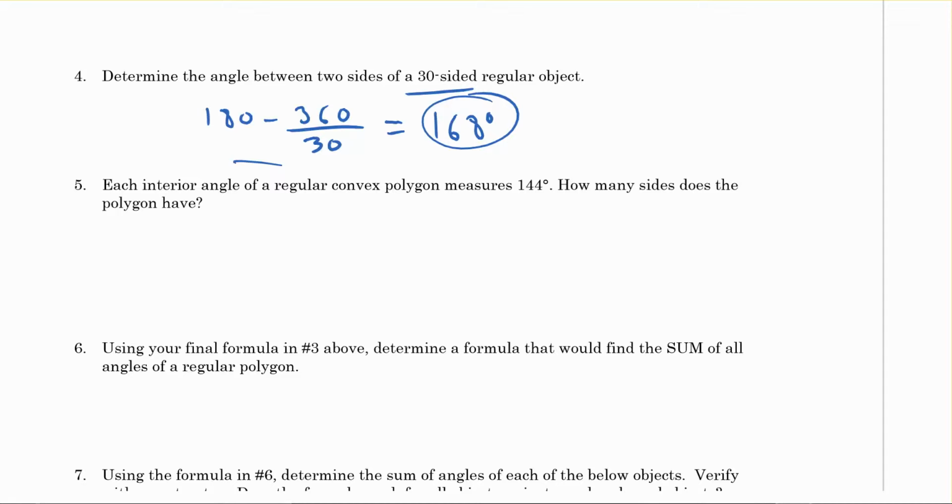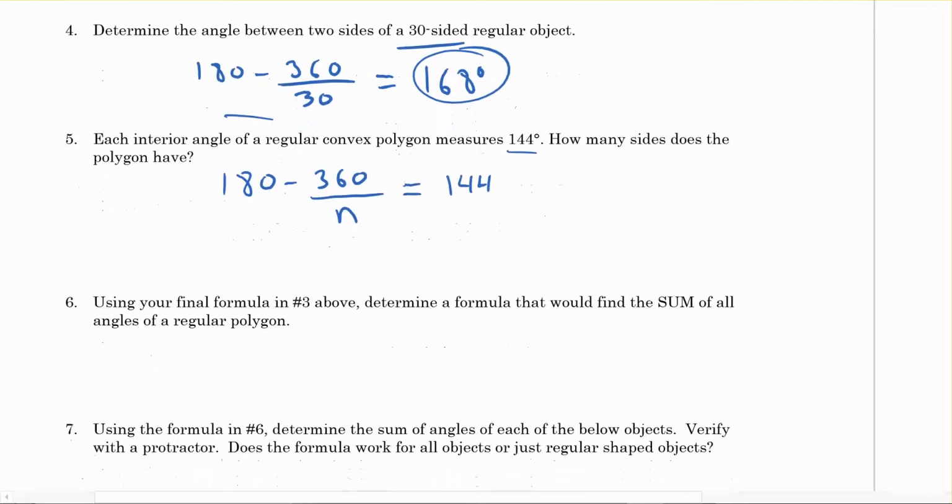Okay, so for number 5, it says each interior angle of a regular convex polygon measures 144 degrees. How many sides does the polygon have? So we're kind of going in reverse, right? So I wrote down our formula that we made. And now this time it's saying that this is all equal to 144 degrees, and we want to know what n is. So we just have to do a little bit of algebra to figure that out.